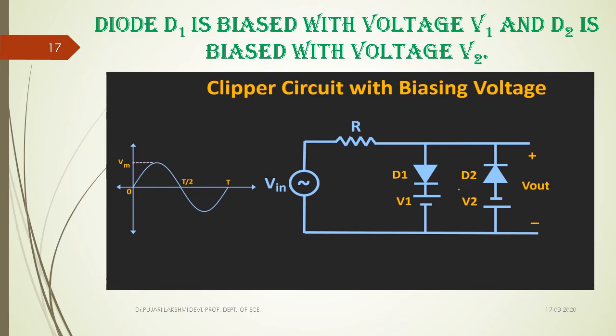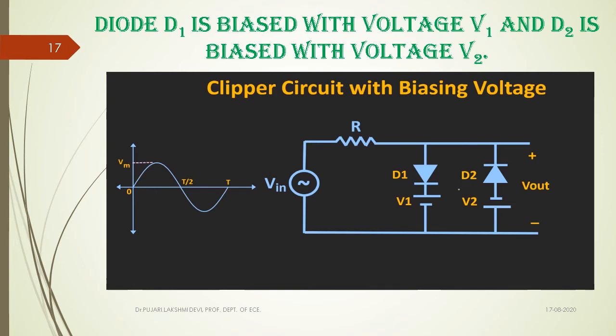During the same period, what is the functionality of this one? Let us see. During the positive half cycle of the input voltage, the cathode of the diode is connected to the positive half cycle and the anode of the diode is connected to the negative bias voltage. The anode is at lesser potential as compared to the positive voltage which is coming from this particular input voltage waveform.